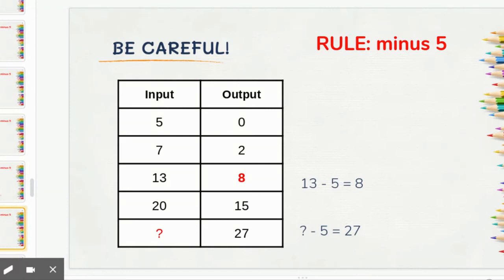So to figure that out, all I have to do is do the reverse or the inverse operation and do 27 plus 5, and I get 32. So I know that 32 is the input number for this problem.